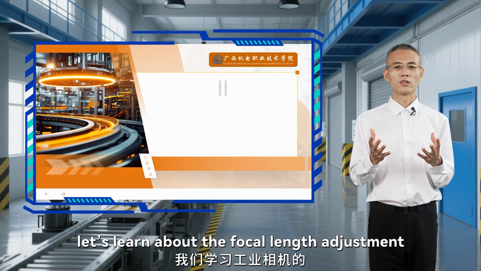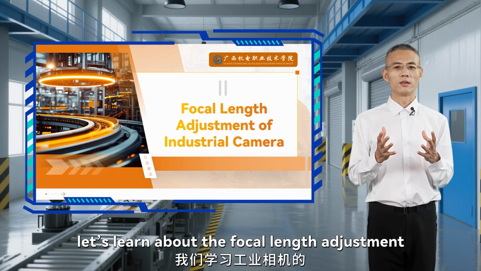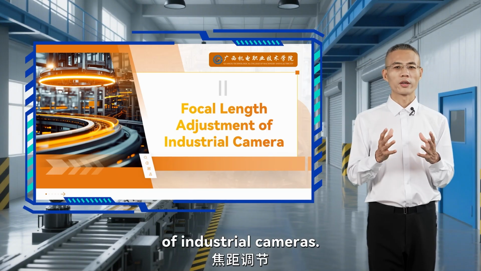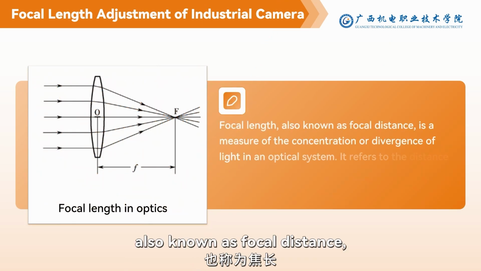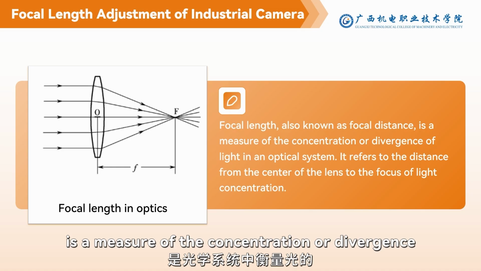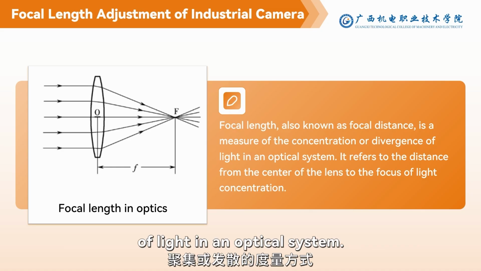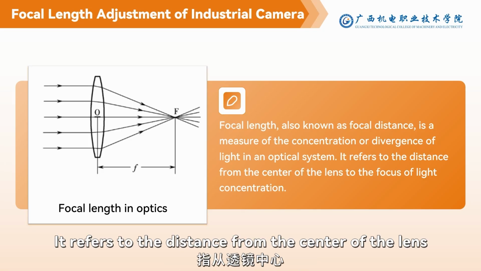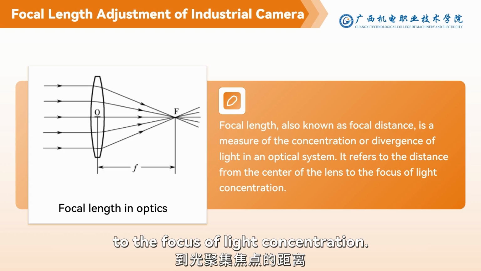Next, let's learn about the focal length adjustment of industrial camera. Focal length, also known as focal distance, is a measure of the concentration or divergence of light in an optical system. It refers to the distance from the center of the lens to the focus of light concentration.